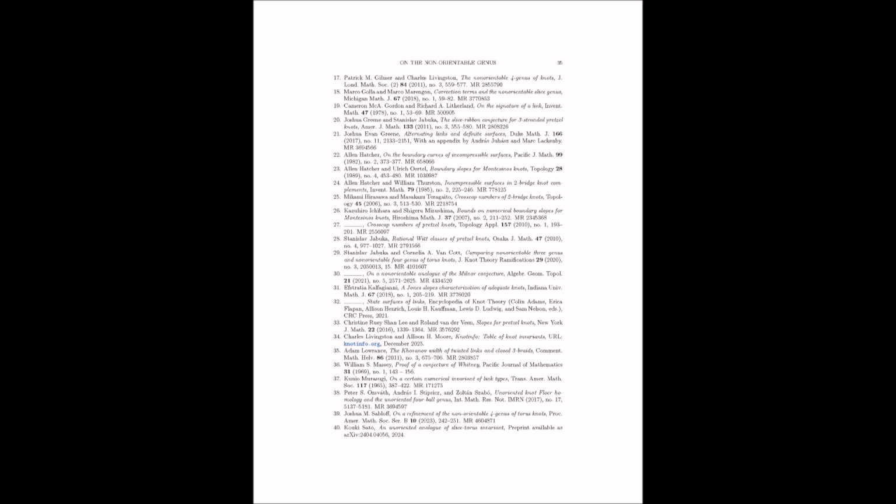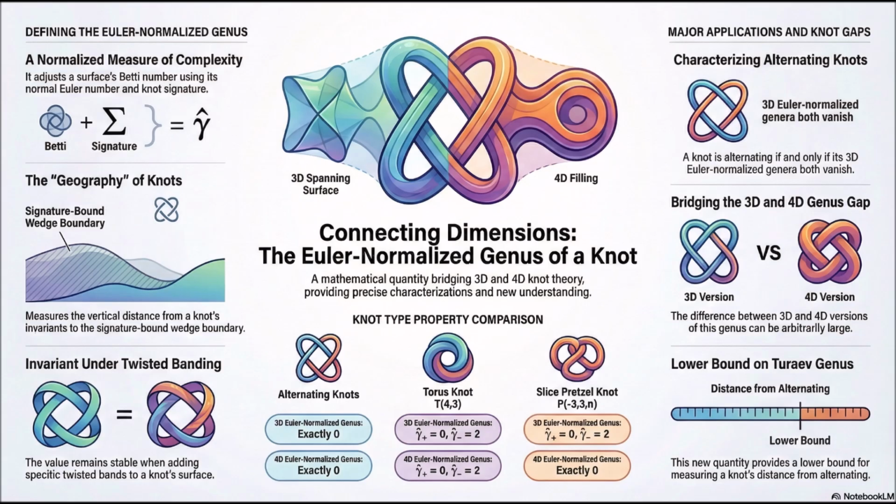Let's focus on that second part. The 3D genus can be made arbitrarily large just by adding more columns to the pretzel. The knot gets more and more complex in 3D. But in 4D, it's always 1. But in 4D, the genus is always just 1. It's a simple Möbius band.